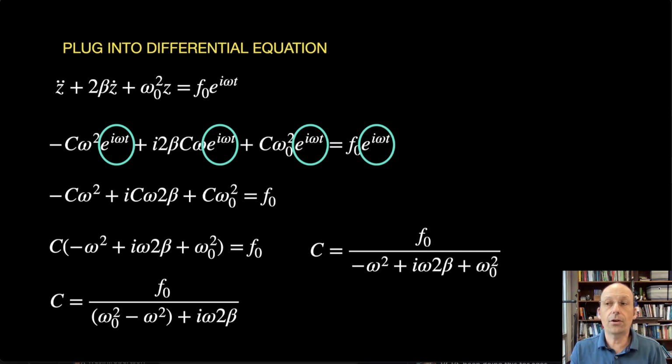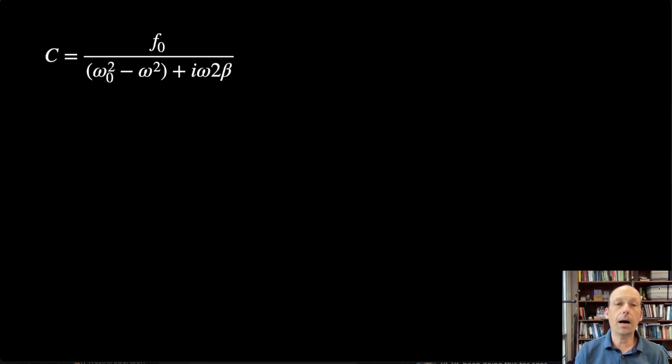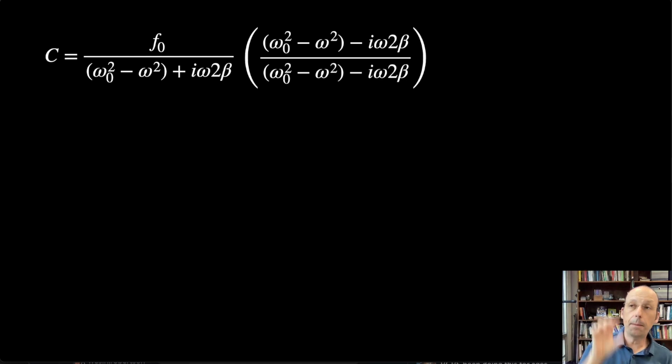But now I still have a problem, right? Because I have a complex number on the bottom. I want to get it in the form of real plus imaginary, and that's not that. So I can get rid of the imaginary number on the bottom of this by multiplying the top and the bottom by the same thing. If I do that, I'm not changing it. And that's the complex conjugate of that bottom.